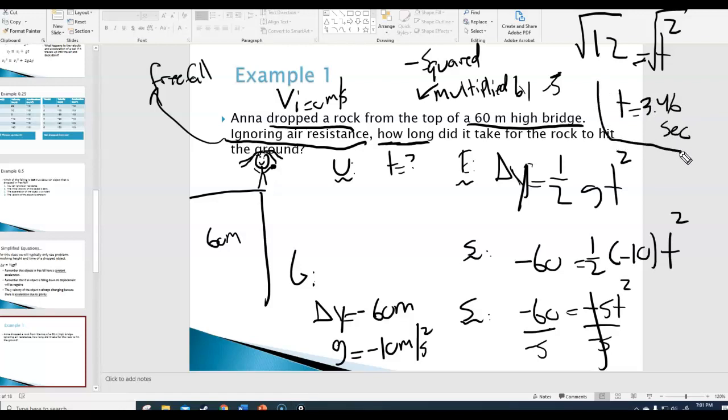If you ever are trying to take the square root of a negative number, that means you missed something. That probably means that you didn't make delta y negative like it should be. If your calculator ever says no real solutions, that's because you're trying to take the square root of a negative number and you can't do that. So that's how you would answer question 1, or example 1. Pause it there if you need to look at that some more.